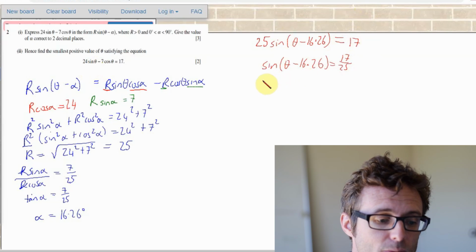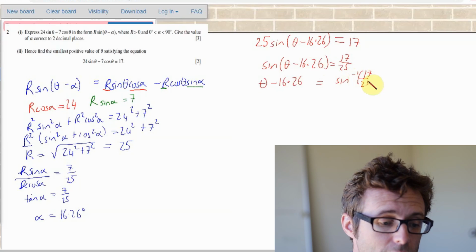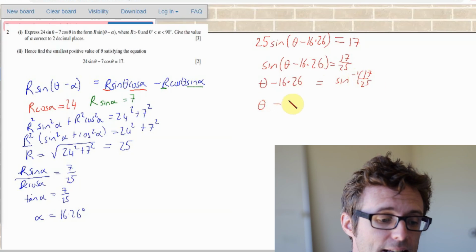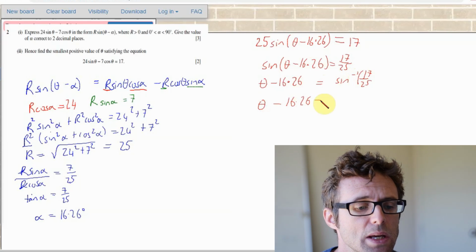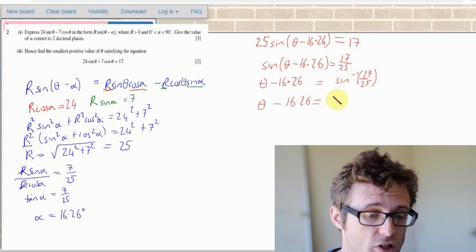We get rid of the sine from this side by doing the inverse sine to both sides, and we'll have inverse sine here of 17 over 25. And that gives me that theta minus 16.26 is going to be equal to, that's 42.4 if you check that on your calculator.